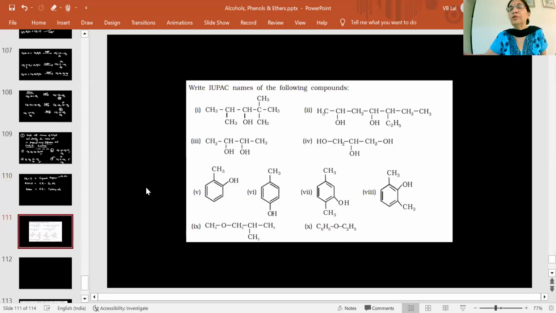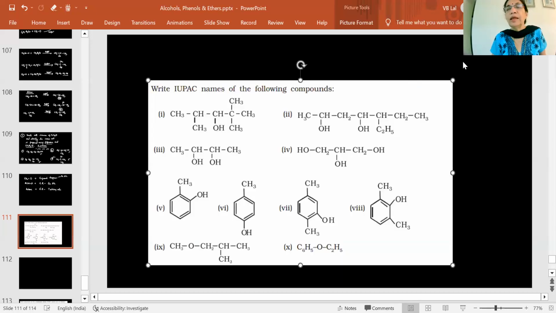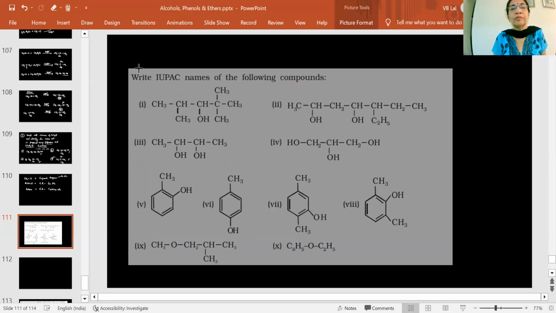So this, you have to tell me the IUPAC names of this. We'll not do all of them. We will do only a few. Let's see whether you can answer. One by one, I'll call your name and you tell me. So Sai Kalyan, can you tell me the name of the first one?